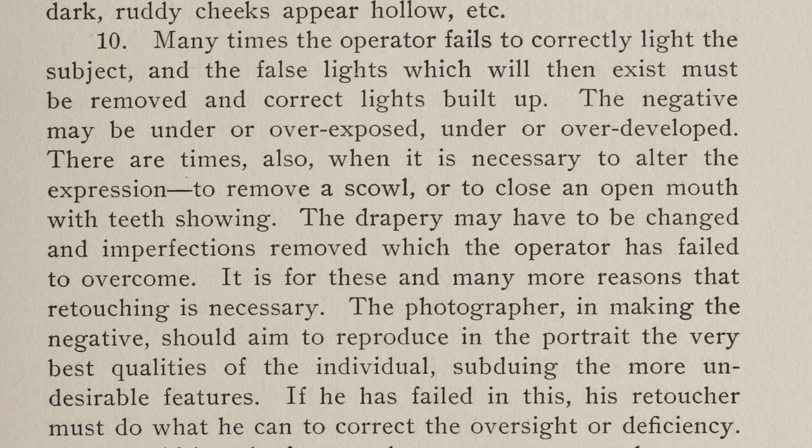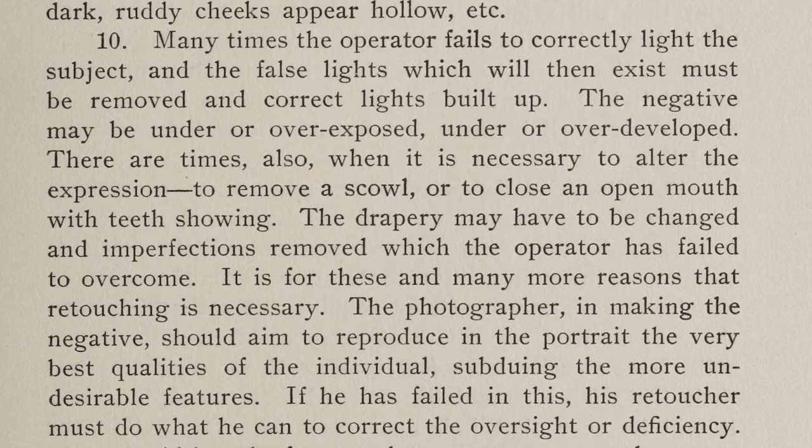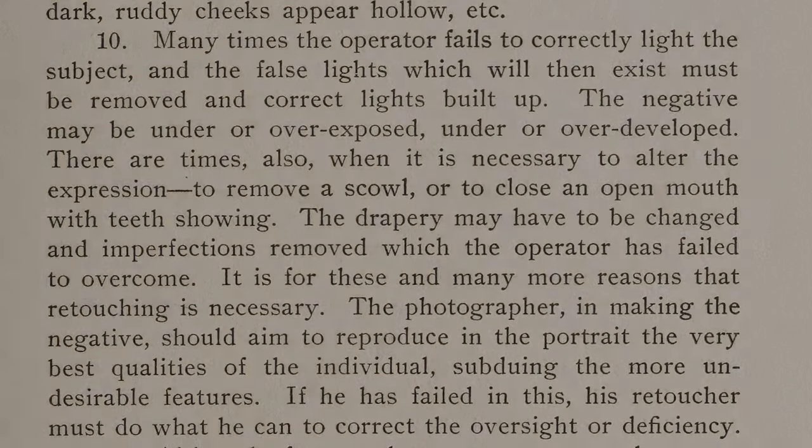There are times also when it is necessary to alter the expression, to remove a scowl, or to close an open mouth with teeth showing. The drapery may have to be changed and imperfections removed, which the operator has failed to overcome. It is for these and many more reasons that retouching is necessary. The photographer, in making the negative, should aim to reproduce in the portrait the very best qualities of the individual, subduing the more undesirable features. If he has failed in this, his retoucher must do what he can to correct the oversight or deficiency.